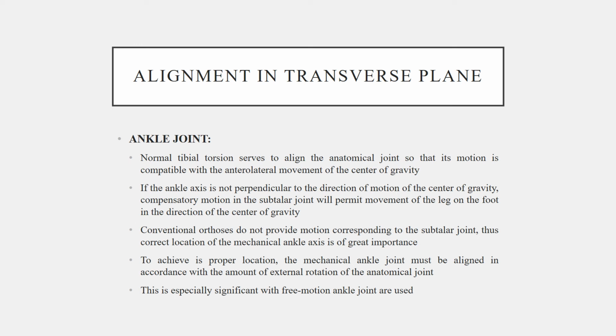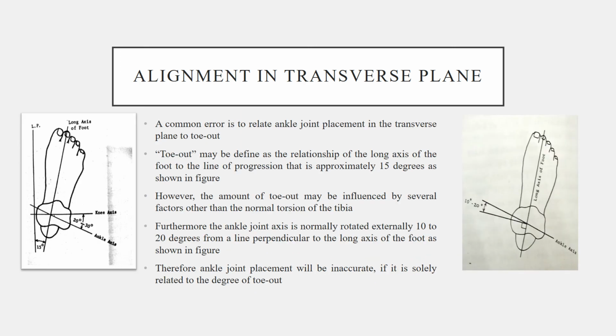To achieve its proper location, the mechanical ankle joint must be aligned in accordance with the amount of external rotation of the anatomical joint. This is especially significant when free motion ankle joints are used. A common error is to relate ankle joint placement in transverse plane to toe out. While toe out may be defined as the relationship of the long axis of the foot to the line of progression, that is approximately 15 degrees as shown in the figure on your left side.